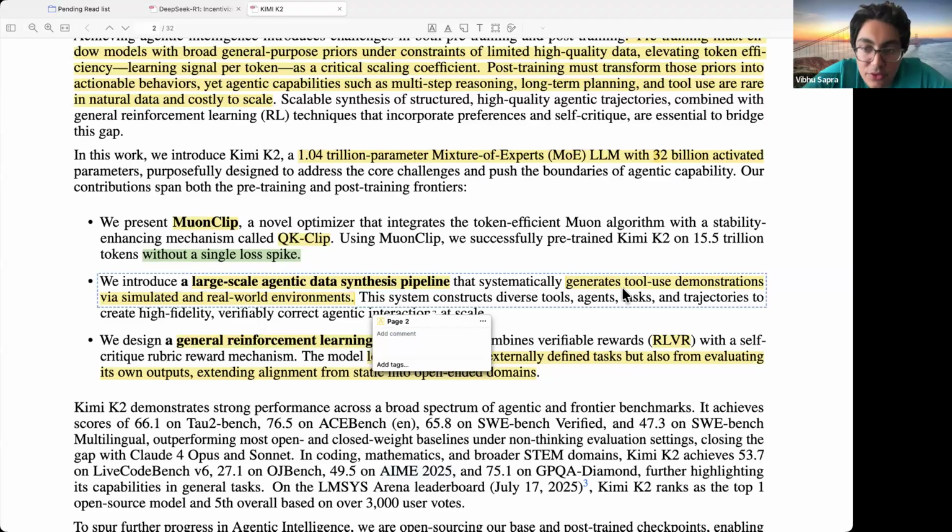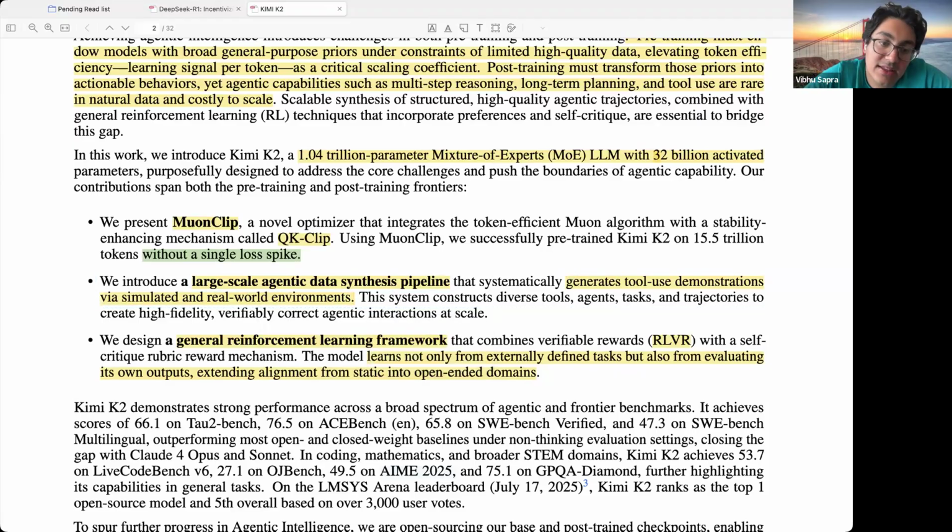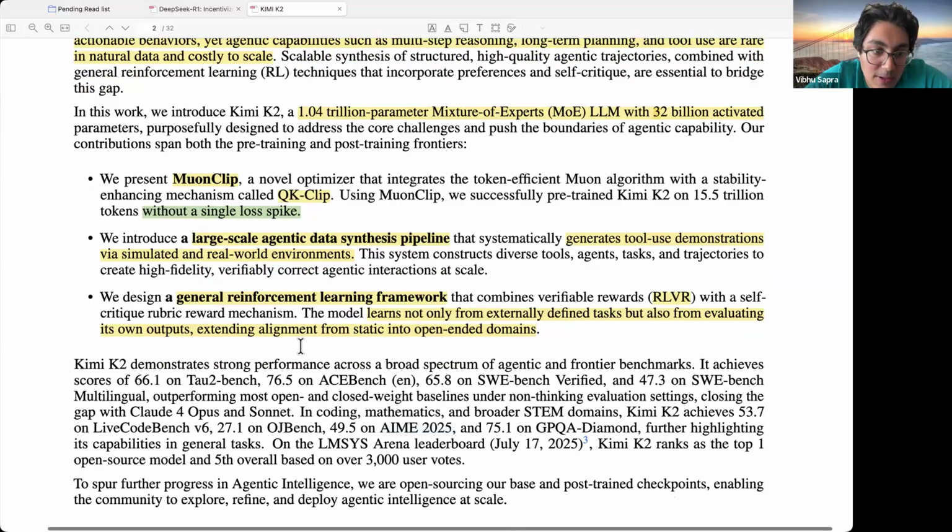Basically, they generate a lot of tools, tool demonstrations, tool descriptions, and then they have environments for it to use this stuff. And they have verifiers, including in the middle steps, but it's a cool pipeline that they use for all this data gen.